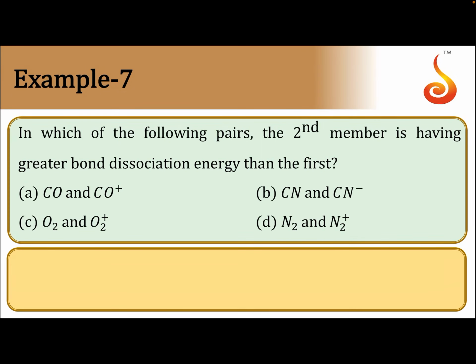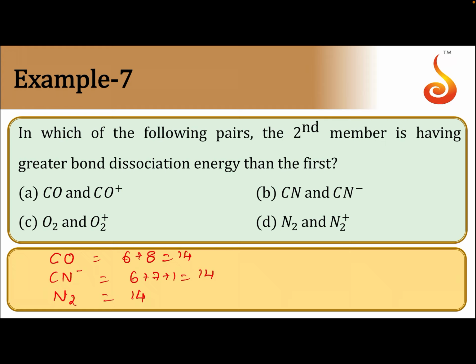In which of the following pairs the second member is having greater bond dissociation energy than the first? If you see carbon monoxide, total electrons are 6 plus 8, 14. Cyanide ion, 6 plus 7 plus 1, again 14. Nitrogen, 14. 7 plus 7, 14.